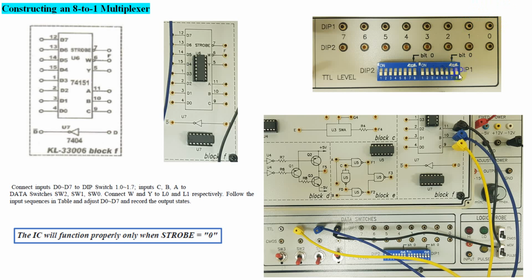The scheme is the same. If it is down, it means we are giving logic 0. If it is up, it means we are giving logic 1 here.